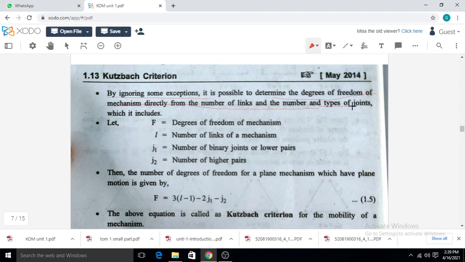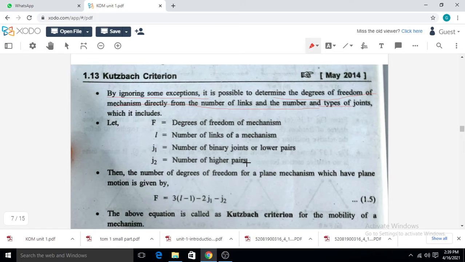how we find the degree of freedom of a mechanism by calculating the number of pin joints and so on. Now in this criteria we can find the degree of freedom of the mechanism by knowing the number of links, the number of joints or lower pairs, and the number of higher pairs in the mechanism. We all know what a lower pair and a higher pair are.